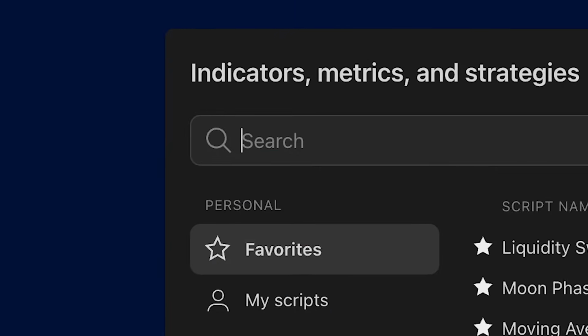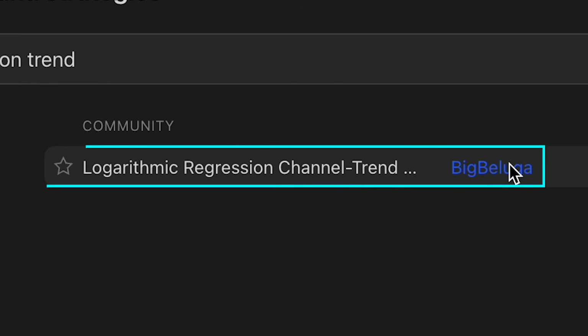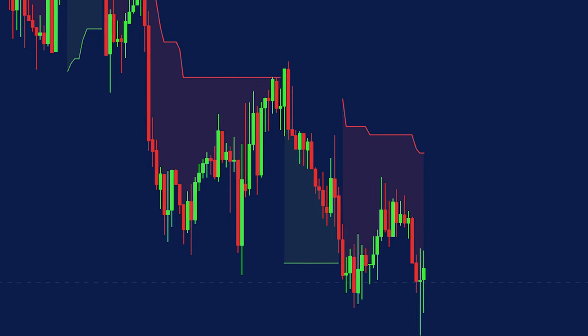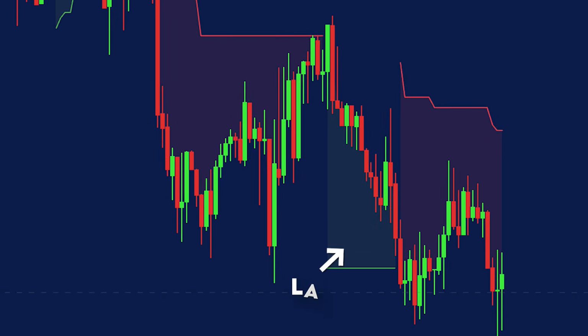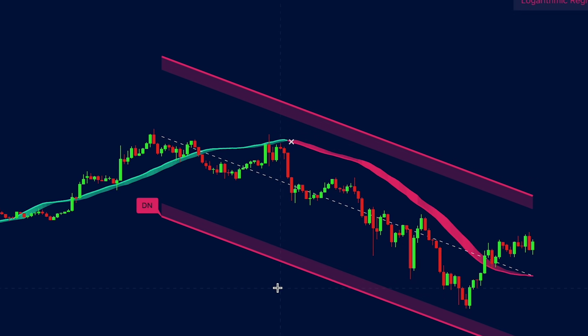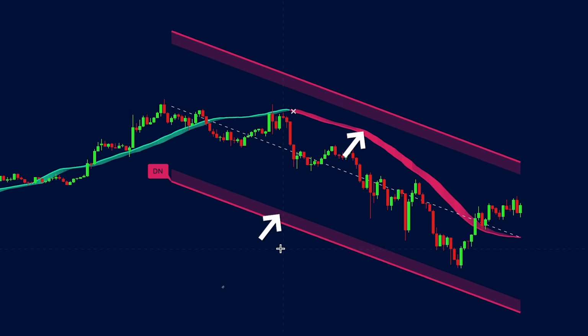Next, click on indicators and type in logarithmic regression channel trend. Make sure you select the one by Big Beluga. Now, unlike most trend tools that use linear math with the assumption that price moves in straight lines, which is why they lag so badly, this one uses logarithmic regression to model exponential growth and decay patterns, capturing how markets actually move. Let me show you what makes it really effective.